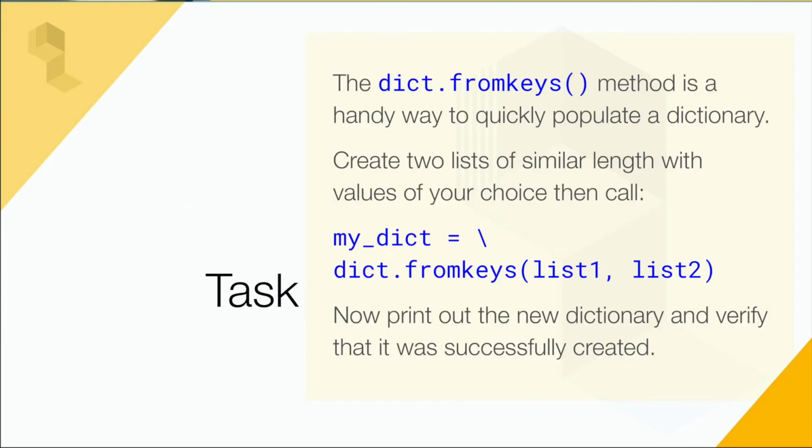So here's a task for you. The dict.fromkeys method is a handy way to quickly populate a dictionary. Create two lists of similar length with values of your choice, then call the following: mydict = dict.fromkeys(list1, list2). Now print out the new dictionary and verify that it was successfully created.